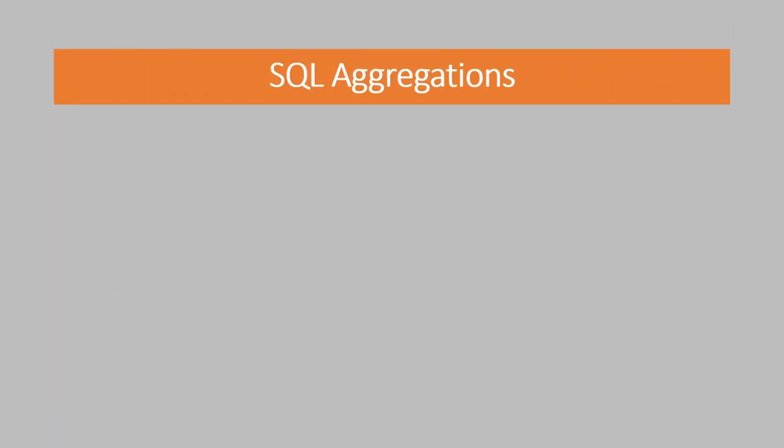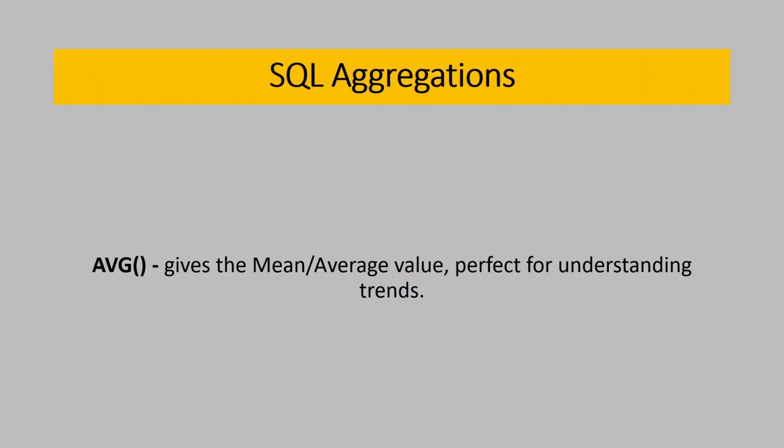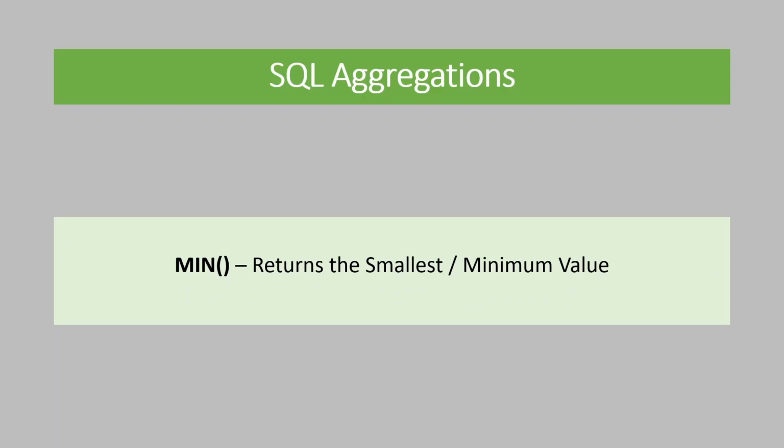Now let's try to understand what each individual function means. The first is the sum function. Sum, as the name suggests, is used to add up all the values in a numeric column. The second one is average. Average gives you the mean value and it's perfect for understanding trends. Then the third one is min. As the name says, it returns the smallest or minimum value.